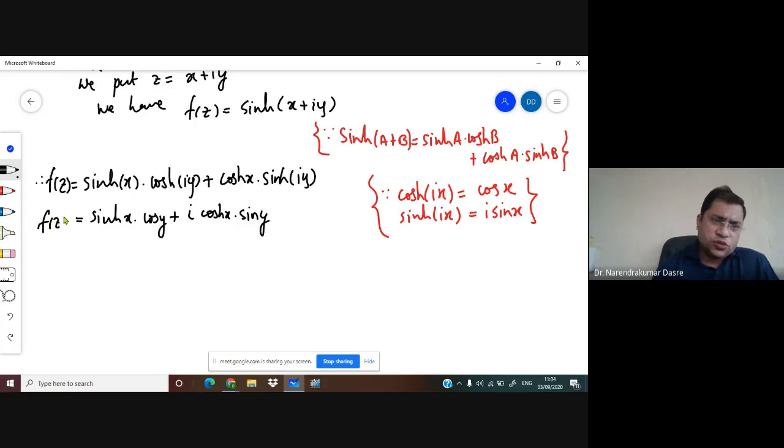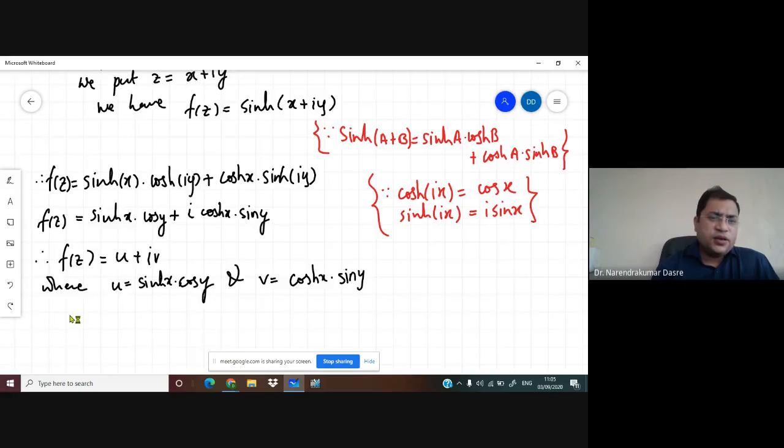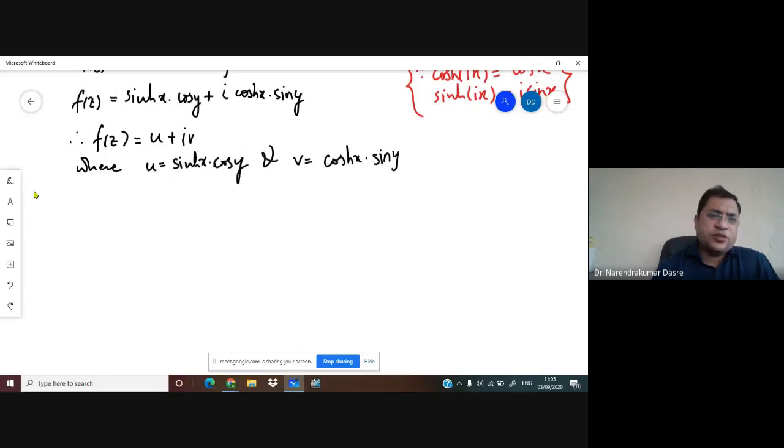So this is going to be f of z, and hence we are ready now with the function u plus iv, where u is equal to sine hyperbolic x into cos y, and v is cos hyperbolic x into sine y. So we got the real and imaginary part. We have separated the real part and imaginary part. That means our first step is completed.